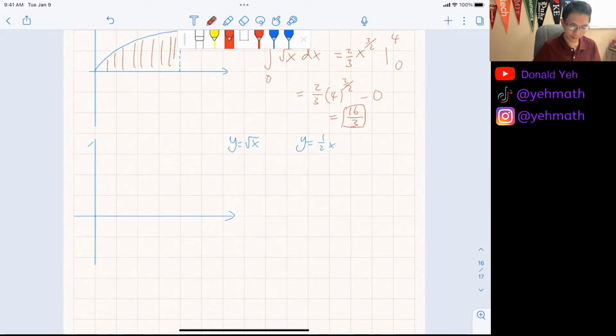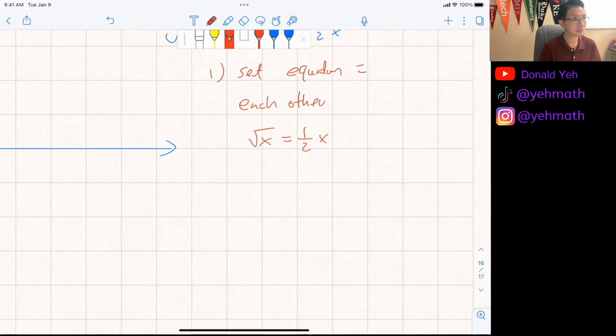Okay. The first goal is always to set the equations equal to each other so that you can find out what the boundary is. So if you set the equations equal to each other, that's going to be square root x equal to 1/2 x. Now, as scary as this looks, nobody actually knew how to solve this. So let's give it a try. Let's see if you guys can help me figure out how to solve this equation. How do I solve this?